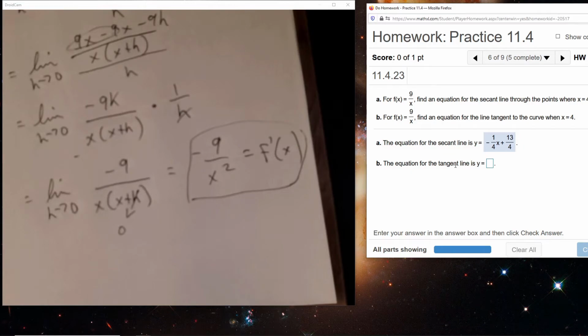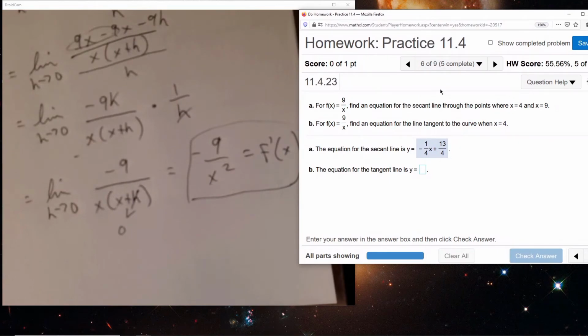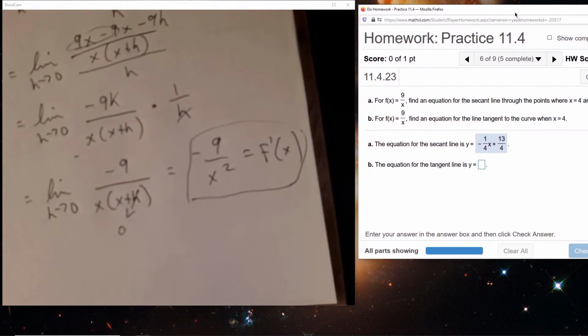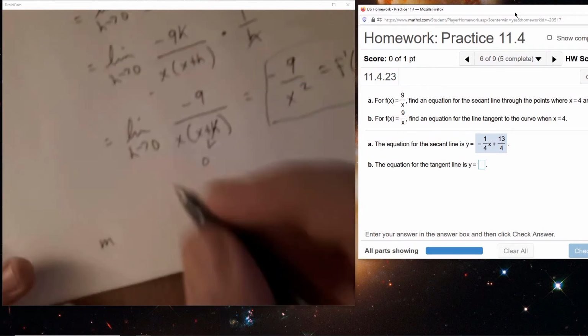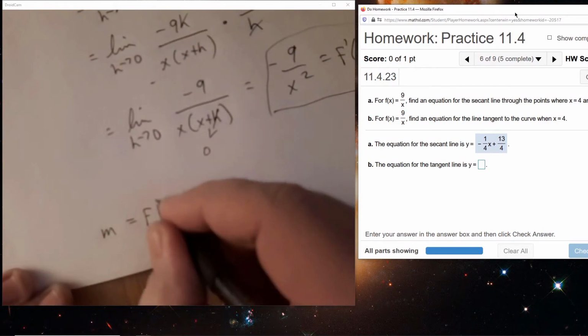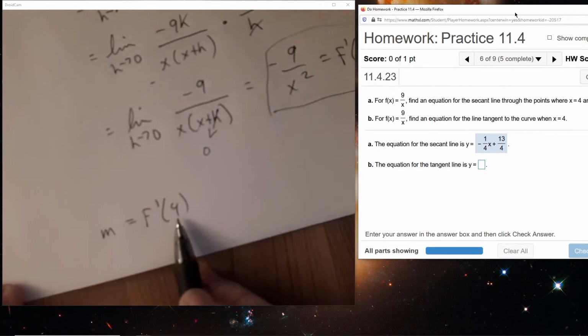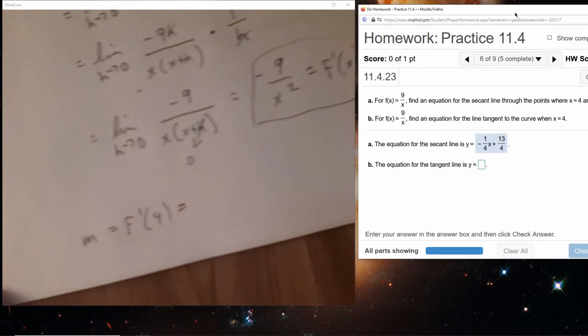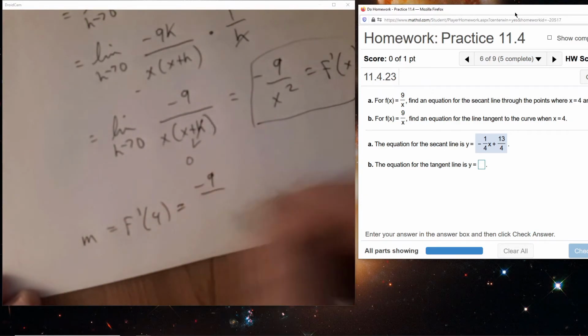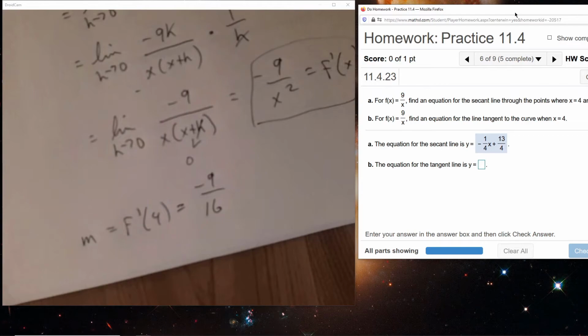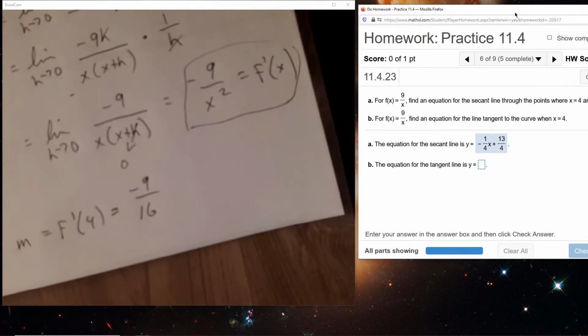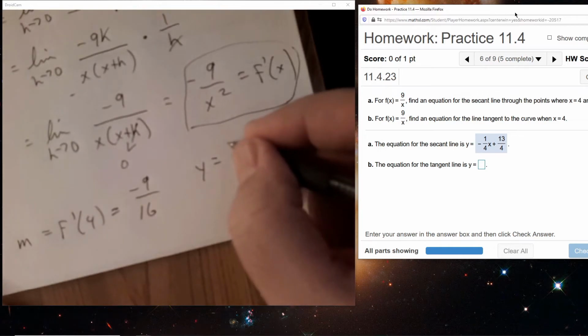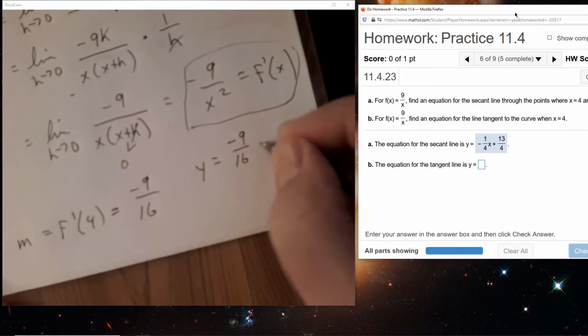Now, ultimately, we want the tangent line. Remember, the derivative will give us the slope, but we need to know the point where. So let's look for part B, the tangent line. We want the tangent line to be at x equals 4. So we'll figure out the slope for the tangent line, which is the derivative, and they want us to find it out at 4, so that's what we'll plug in. And so we'd have minus 9 over 4 squared. And that's our slope. So for the tangent line, we just figured out the slope.